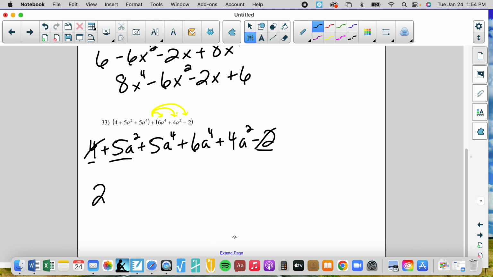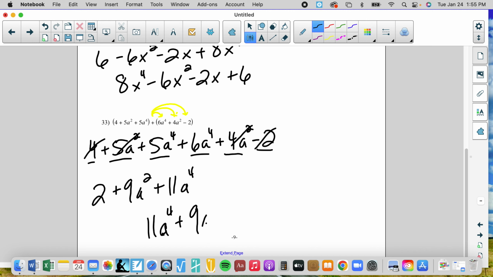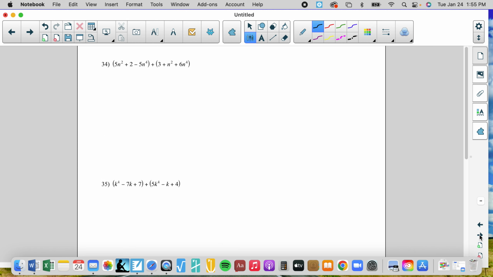A squared, which is 9a squared. Those get canceled out. A to the fourth, 11a to the fourth. So my answer is 11a to the fourth plus 9a squared plus 2. Last two, we're going to distribute. I got 5 minutes.